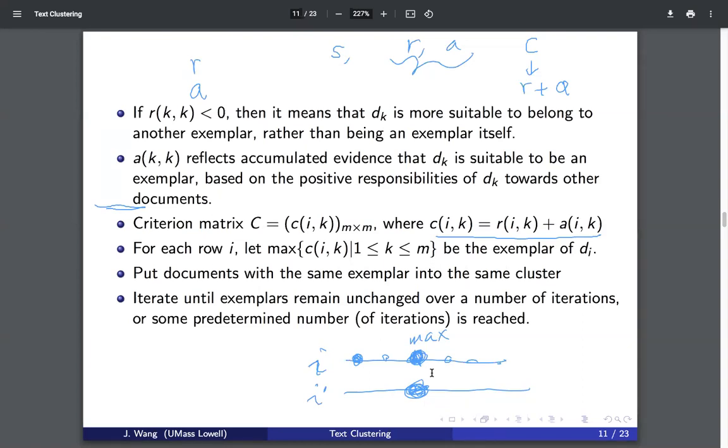Okay, so then we repeat this. We repeat this until the assemblers remain unchanged, which means that you're not going to get new clustering, then we stop. So now let's see an example so that we can get a better idea.